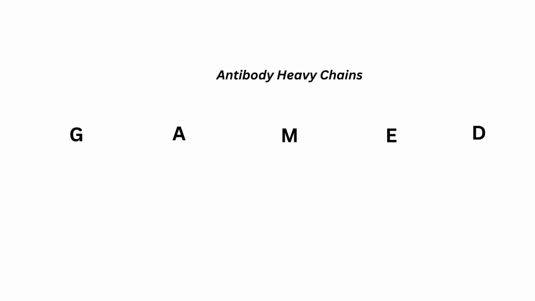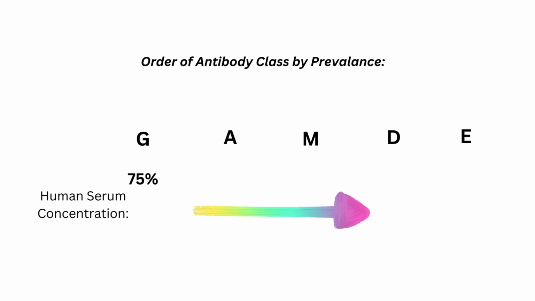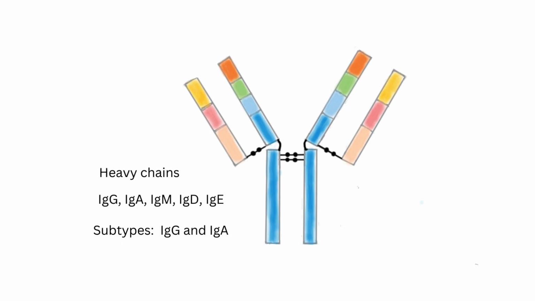A memory mnemonic is GAMED. The order of antibody class by serum concentration is GAMD. The first two, IgG and IgA, have subtypes.